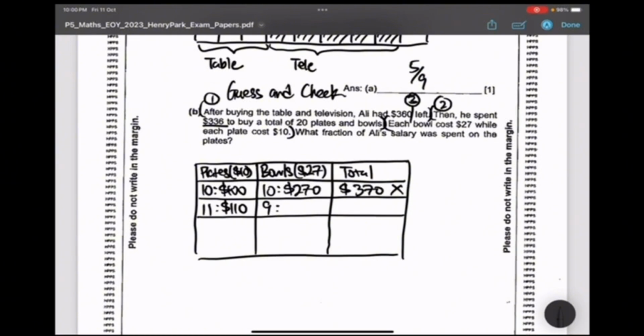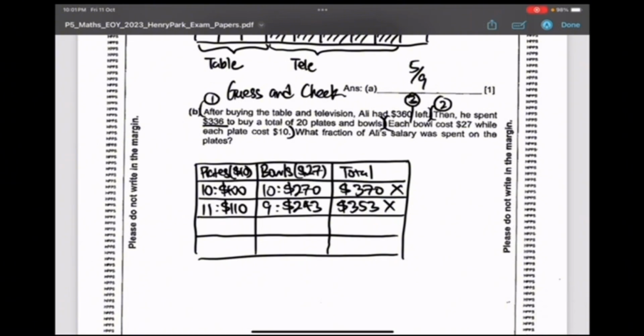And for bowls, 9 bowls will give me $243. Okay, adding this together, that will give me $353. And look, it is still too high. So what I want to do is to do that one more time. Okay, it's still too high.